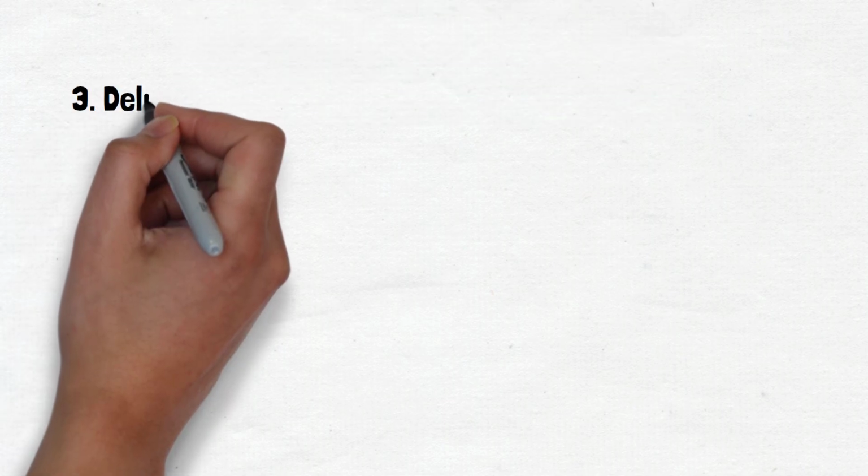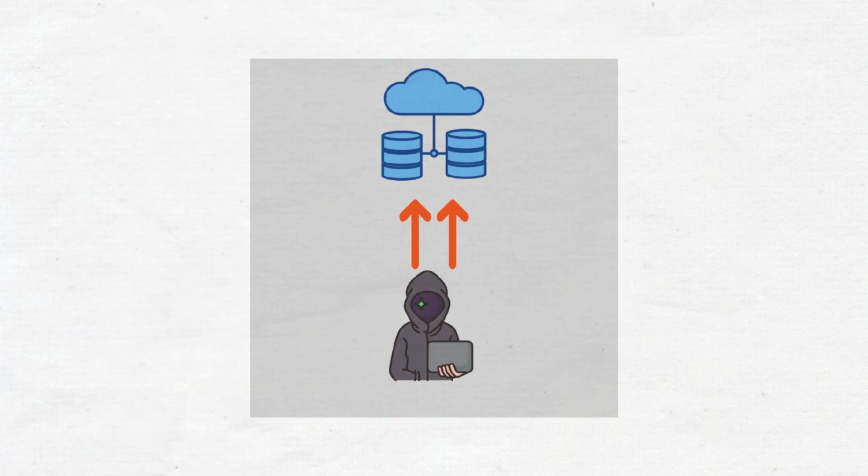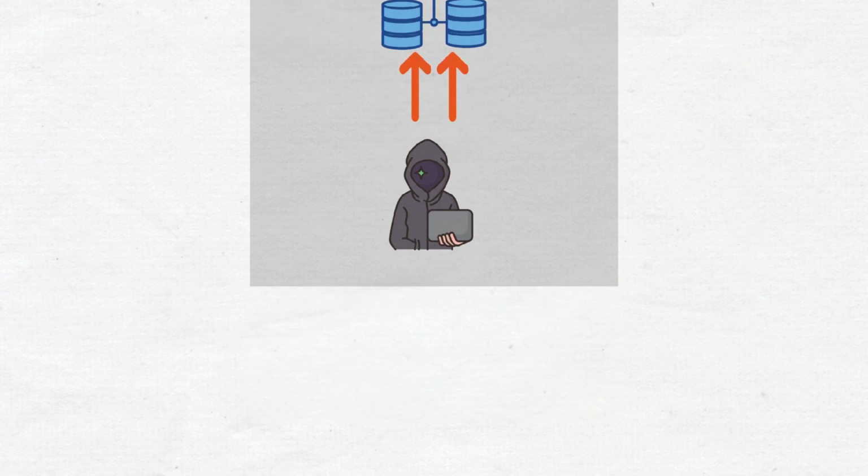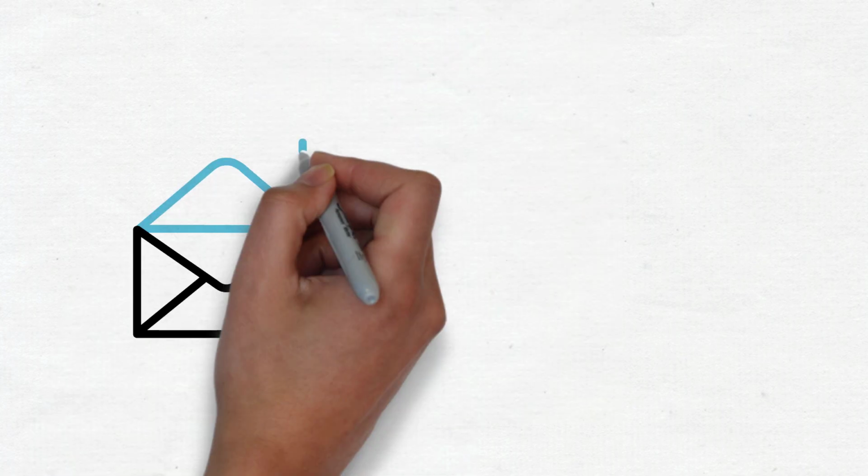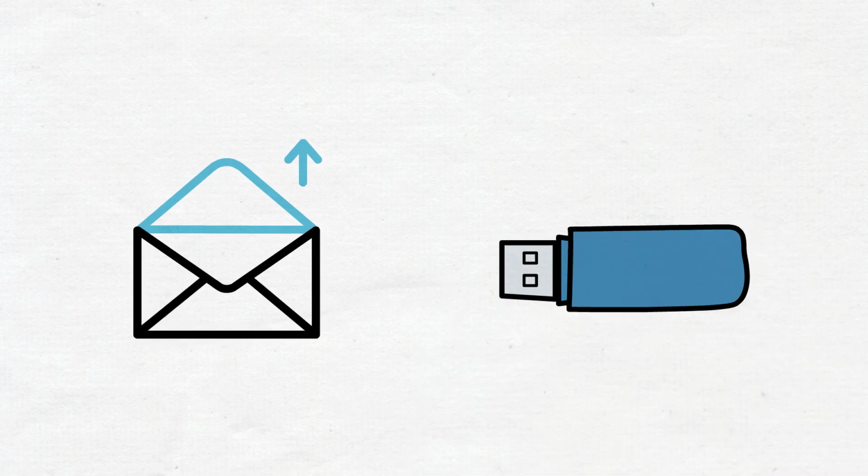Number 3 is delivery. The attacker delivers the weapon to the target system. This could happen through methods like email attachments, malicious links, or even physical means like infected USB drives.